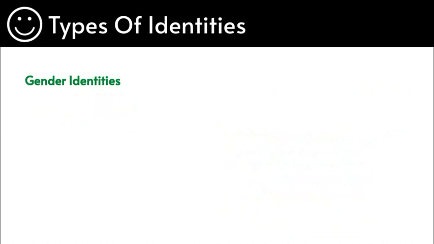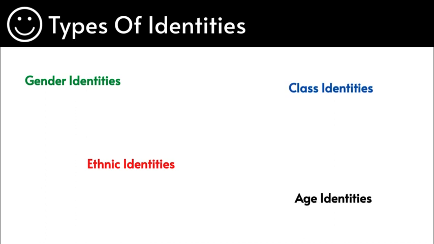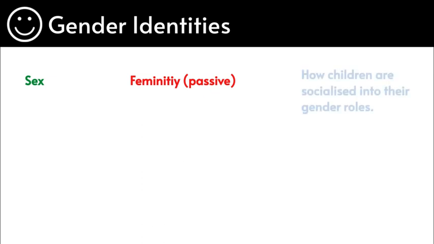Okay, so the different types of identities could be ethnic identities, class identities, age identities. So these are the different types of identities that are there. So we're going to be looking into each in detail. So we've got gender identities. This can include sex, femininity, whether you are passive, you conform, or you subvert the traditional stereotypical ideologies of femininity.